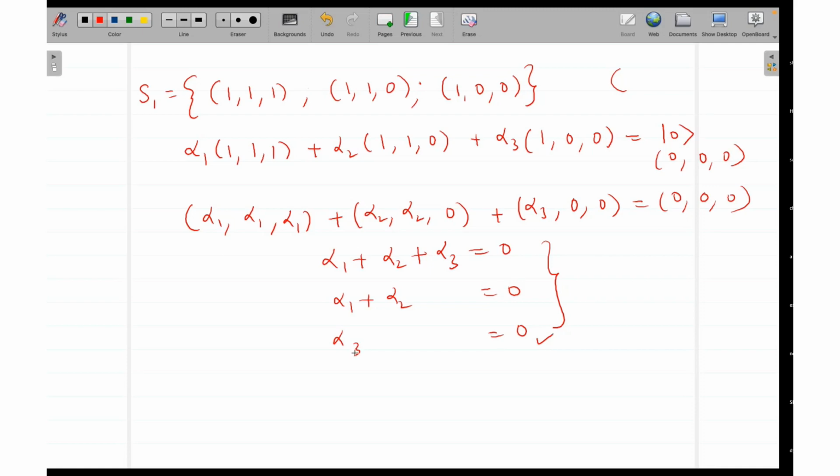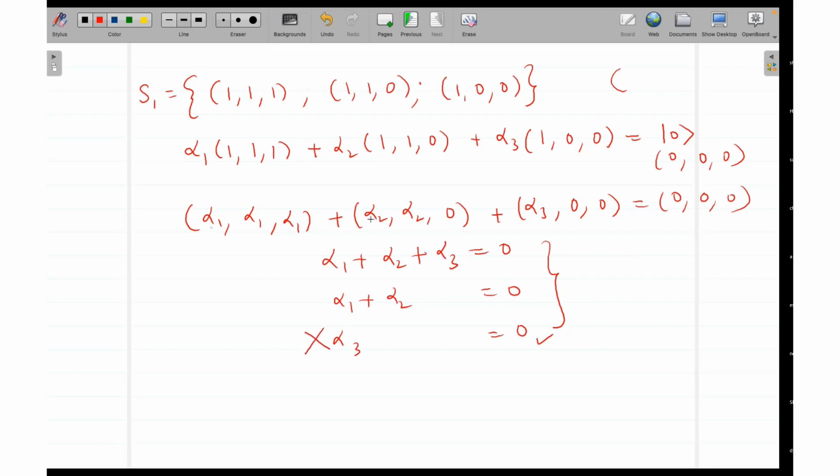In the last equation, that will be alpha 1, not alpha 3. Alpha 1 will be 0. So that is what I want you to speak, because the last equation which I have written is wrongly written here.